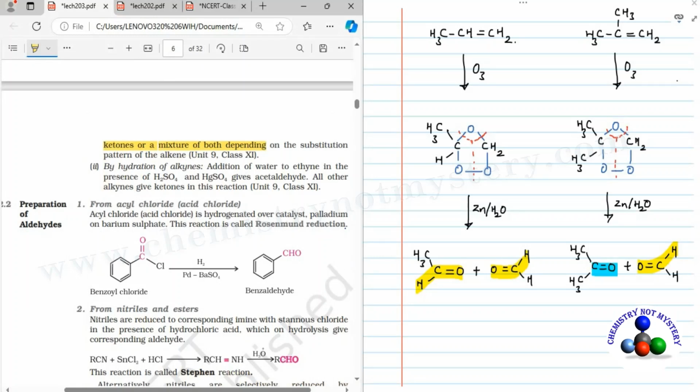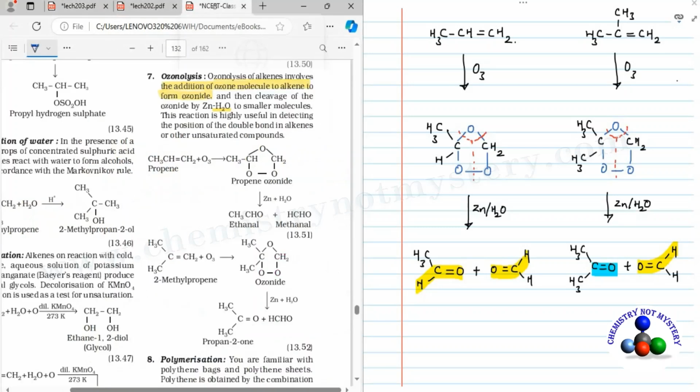Next reaction is the hydration of alkynes. Addition of water to ethyne in presence of H2SO4 and HgSO4 gives acetaldehyde. All other alkynes give ketone in this reaction. It is also discussed in chapter 9 of 11th standard. So let's open chapter 9 of 11th standard.